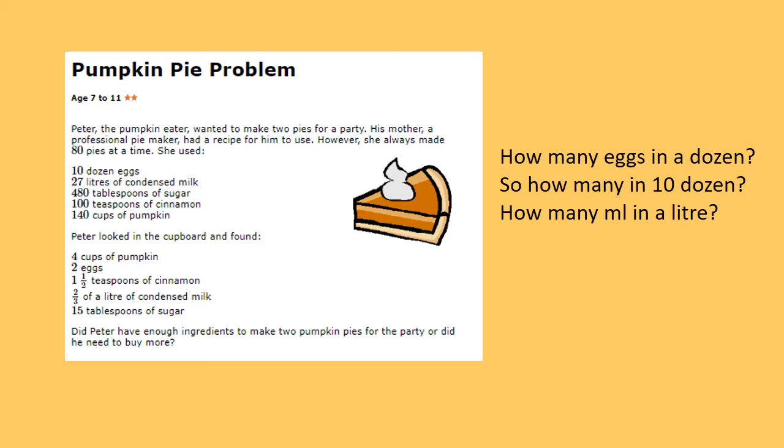Pause the video and have a think about how many eggs there are in a dozen. So a dozen means 12. There are 12 eggs in a dozen. If there are 12 eggs in 1 dozen, how many eggs in 10 dozen? You need to multiply that 12 by 10. And another thing to think about, how many millilitres in 1 litre? So as a reminder, there are 1,000 millilitres in 1 litre.